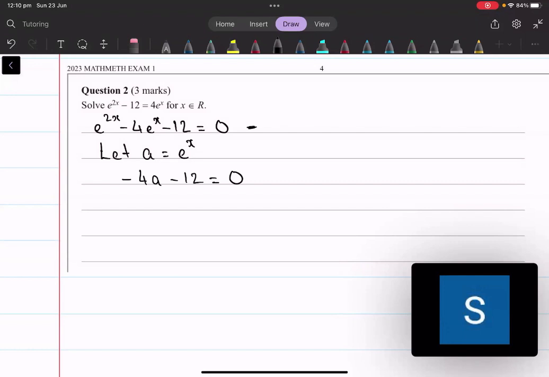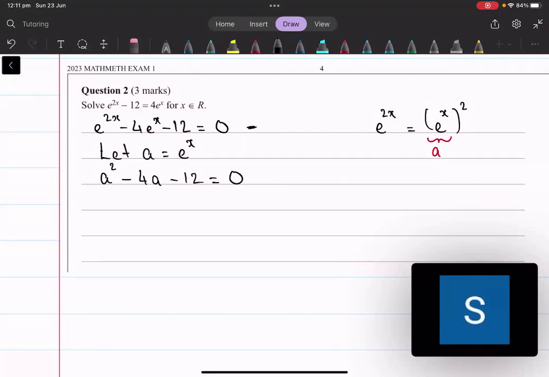Well, in order to see what happens to the first term, let's think back to our index laws, which say that if I have e to the power of 2x, I can write this as e to the power of x all squared, right? This is just from your index laws, which you may be familiar with. But hey, the variable a is our e to the power of x. So the first term in this expression, this e to the power of 2x, is nothing but a squared. So this is a quadratic expression now in the variable a, which we have defined as e to the power of x.